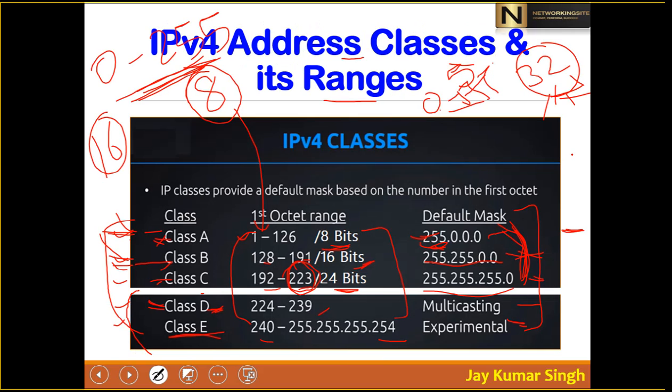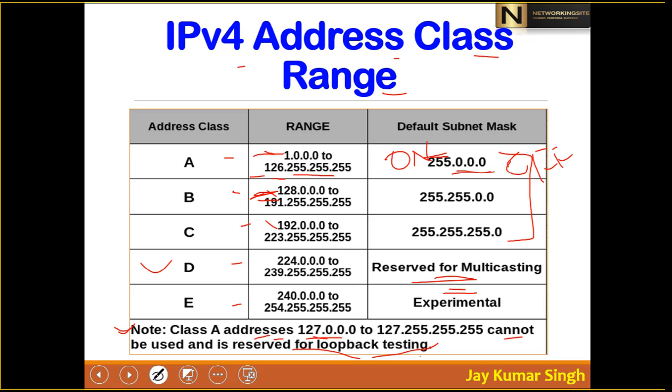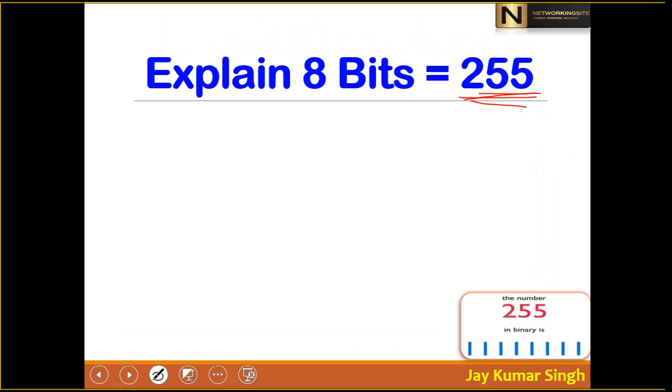Here also you can see 8 bit has been given to class A. That's why 8 bit is given, that's why it is 255. The others are off. So how many bits are off? 24 bits are off, right? You're right. So here I am explaining 8 bit equal to 255.